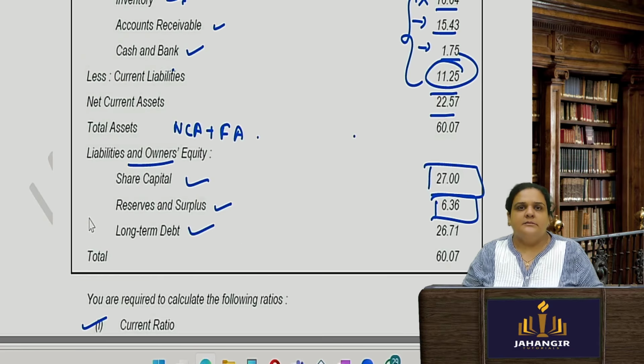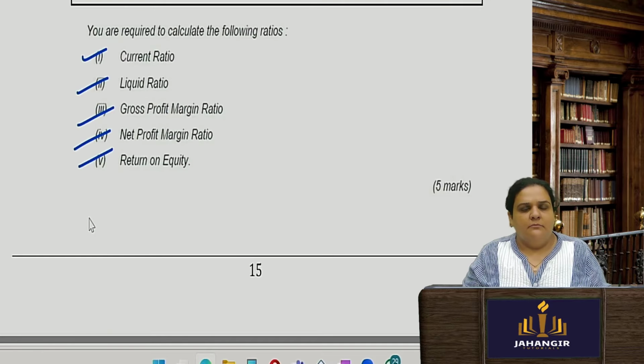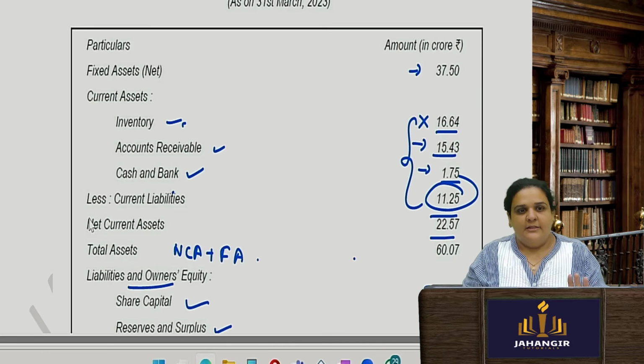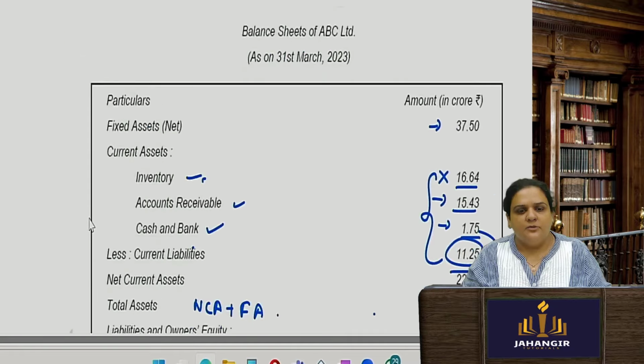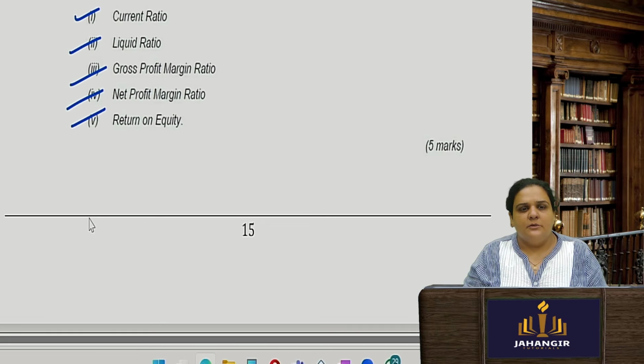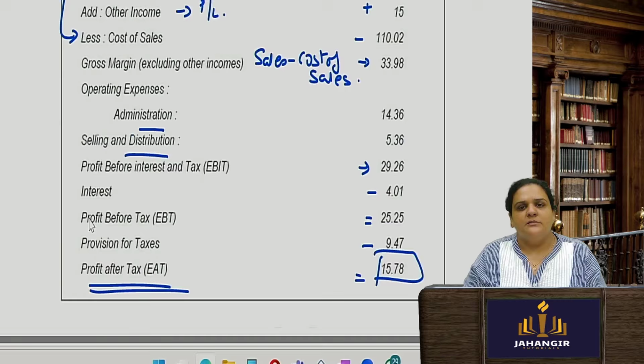Okay, 5 marks. 1 mark for each ratio, which everything is given in the problem. Nothing is to be done. No, there are no adjustments only, na? So obviously you have to take everything from this.